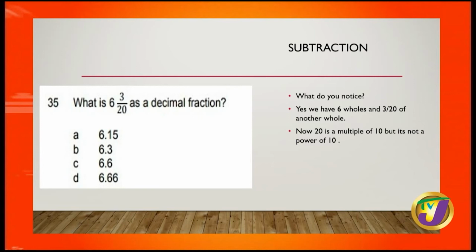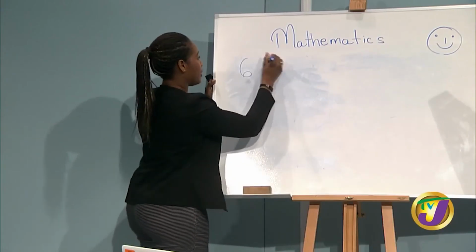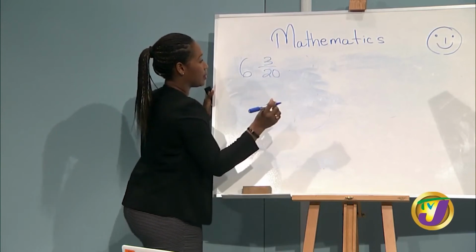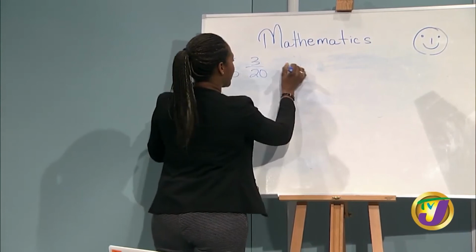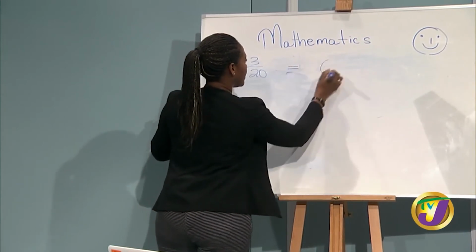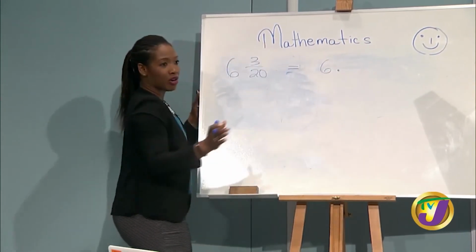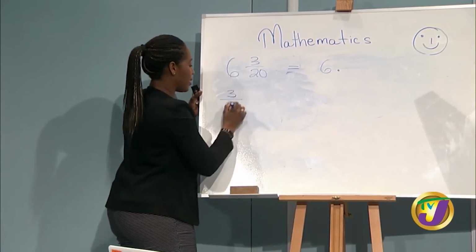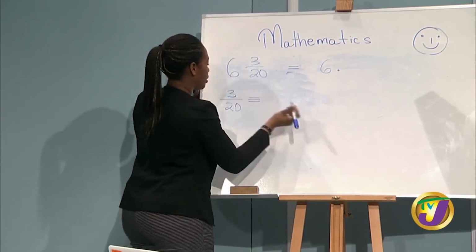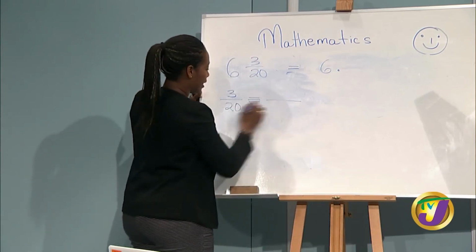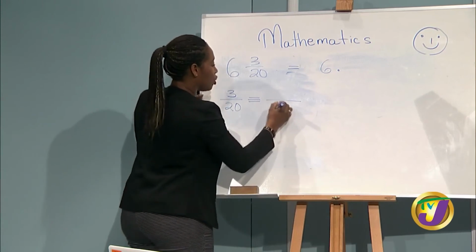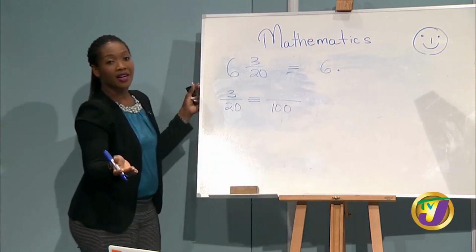Good. So now let's look at the entire number. 6 and 3/20. Great. So we know that 6 would be 6 ones. So right away I can put it over here. 6 ones, but I need to know what the fractional representation is. So 3/20, and right away you definitely know that it's not a factor of 10 because 10 is a lesser value than 20. So we know that 20 is a factor of 100.